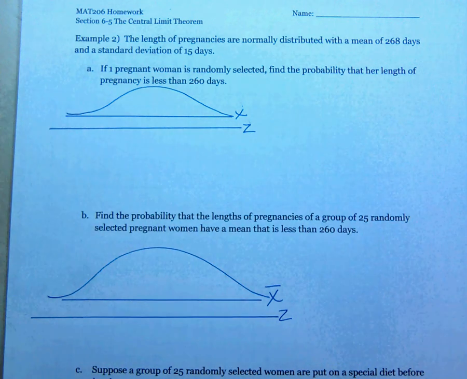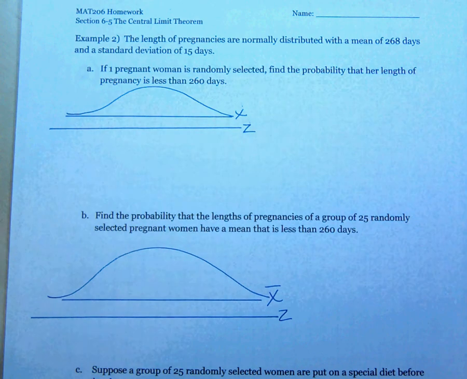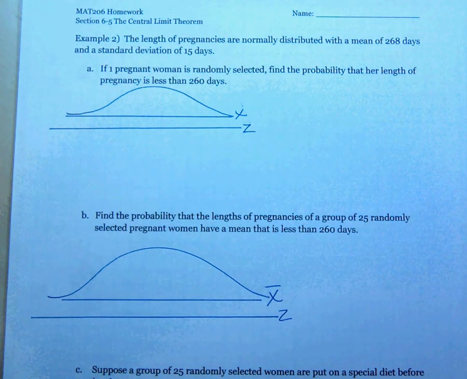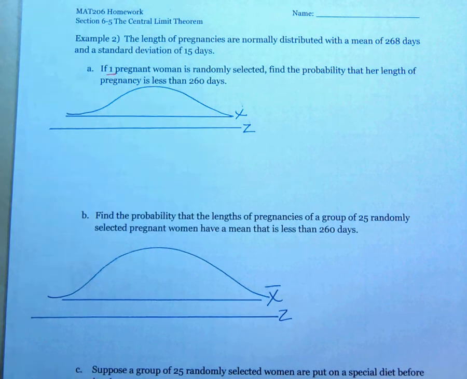The lengths of pregnancies are normally distributed with a mean of 268 days and a standard deviation of 15 days. If one pregnant woman, so we have a single individual pregnant woman, is randomly selected, find the probability that her length of pregnancy is less than 260 days.